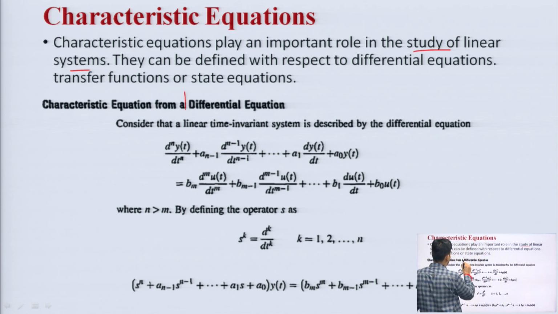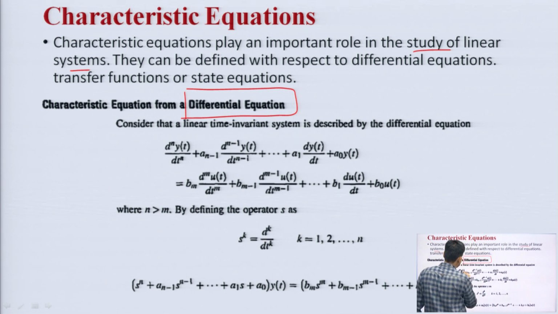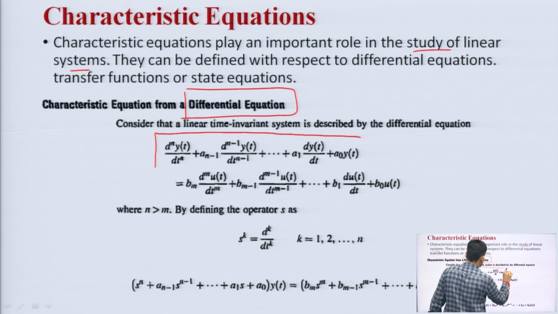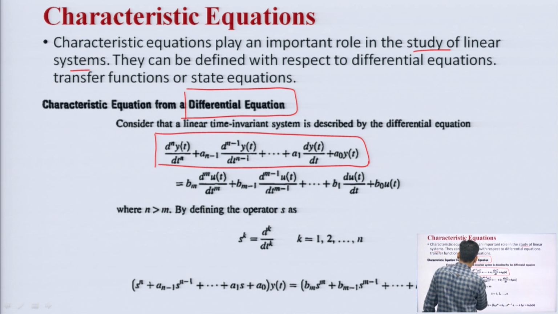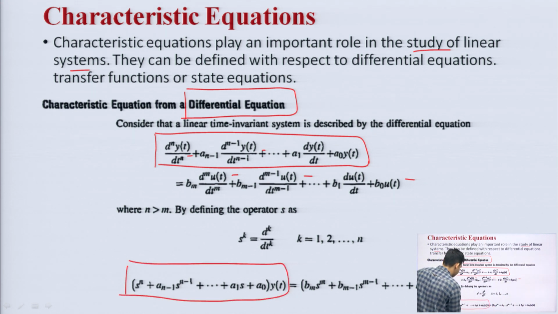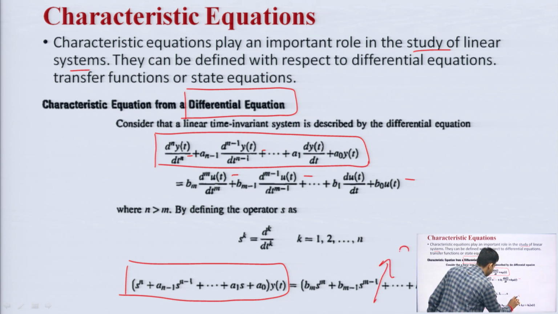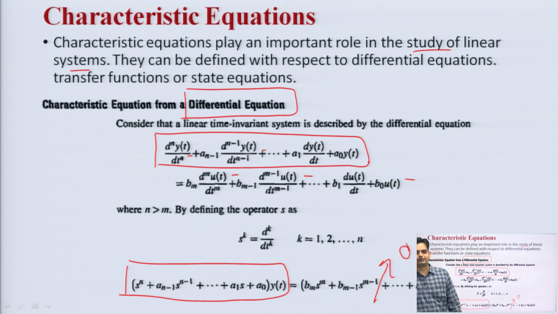One is that we can obtain it from a differential equation. Suppose we get a differential equation like this. This is a function of y(t), and on the right-hand side we get a function of the input u(t). I need to assume it as a homogeneous equation, which means my input is absent. So, I will make the u(t) term equal to 0, and I will get only this term. This remaining expression gives me the characteristic equation.